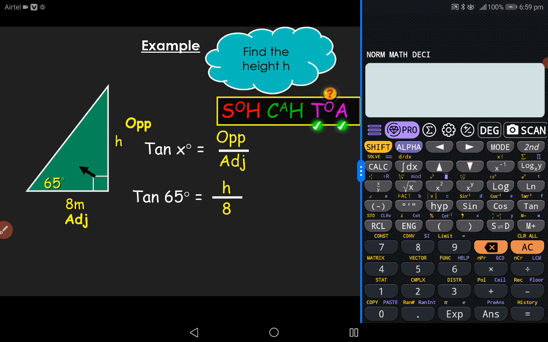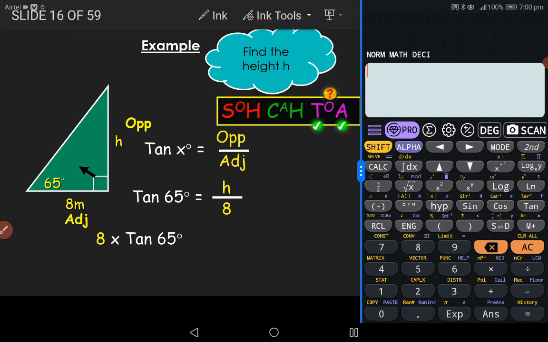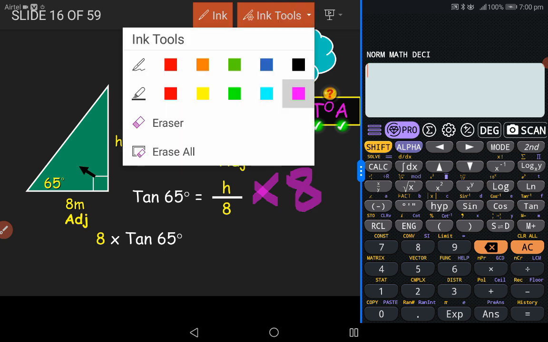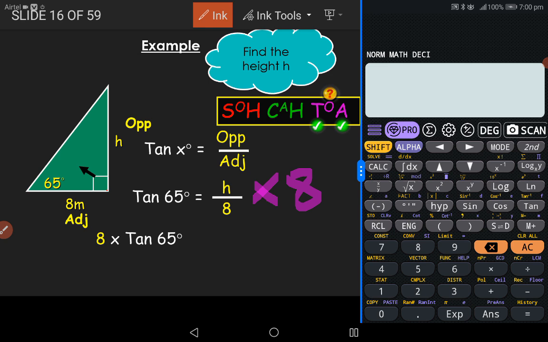So as before, you solve for h. That's the one you want to find. You want to find the value of h, the height of the triangle. What you do is multiply both sides by 8. Remember, this is an equation. What you do to one side of the equation should affect the other side as well. So multiply this side by 8, also this side by 8.